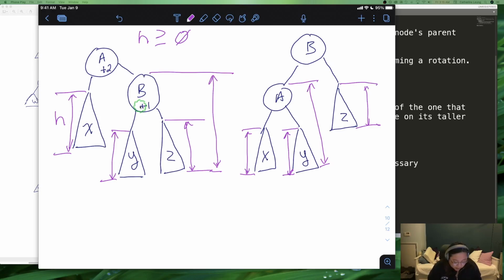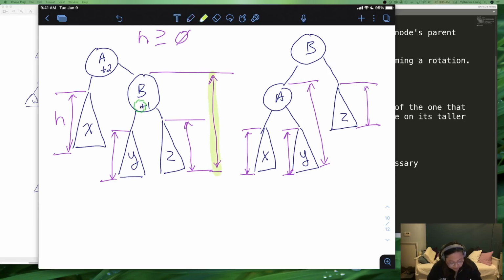Now, other than that it's bigger than 0, what else do we know about h? We don't know what h is, but we do know how tall everything else is based on h at this point. Now we can actually figure this out. So how do we figure it out? For example, this one right here, B.